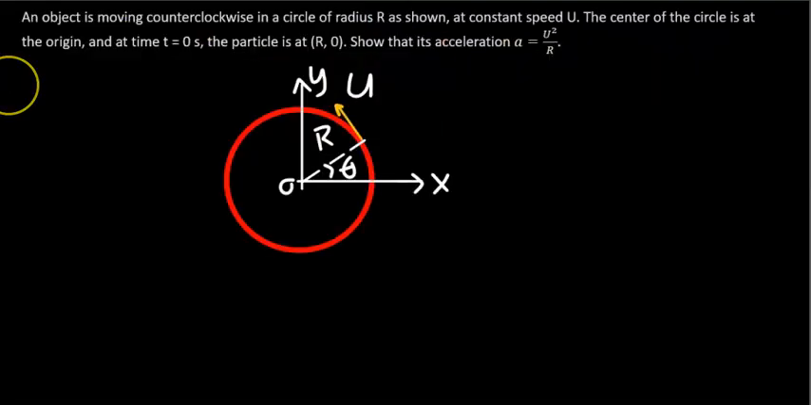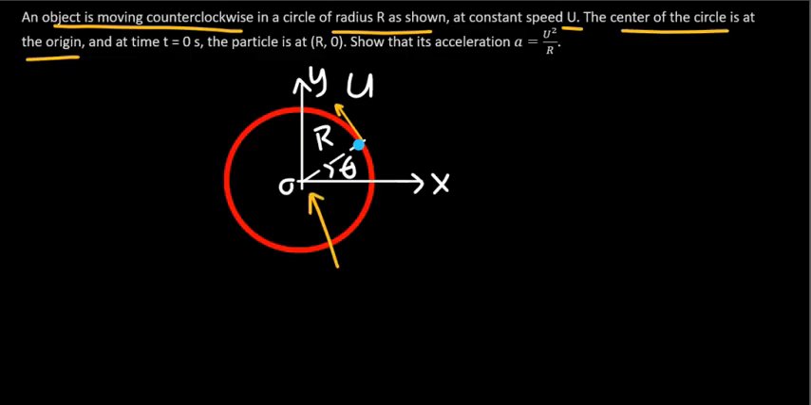In today's video, we will look at a couple of problems associated with the dynamics of circular motion. Problem 1. An object is moving counterclockwise in a circle of radius r as shown at constant speed U. So let's assume the object is marked with that blue dot. The center of the circle is at the origin, right there.